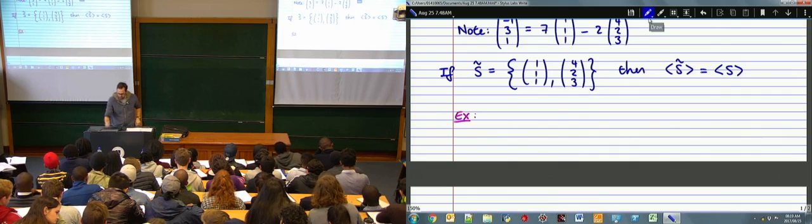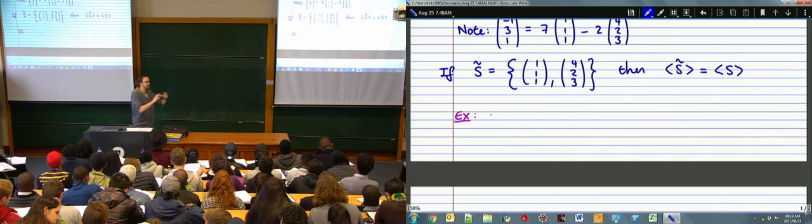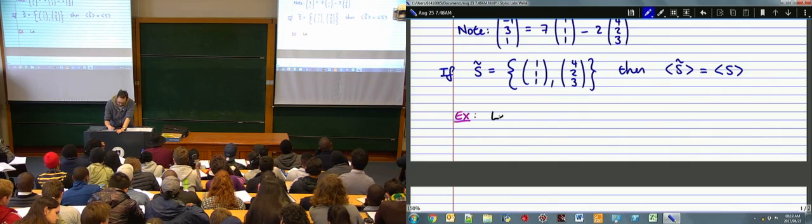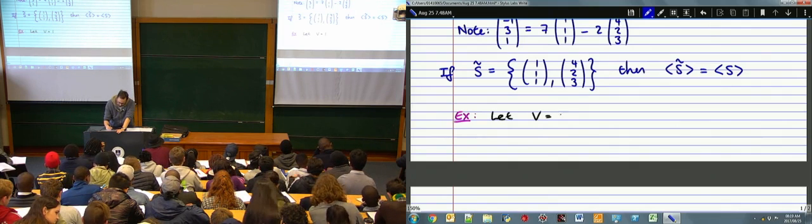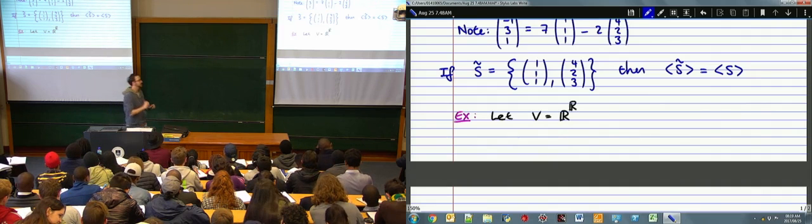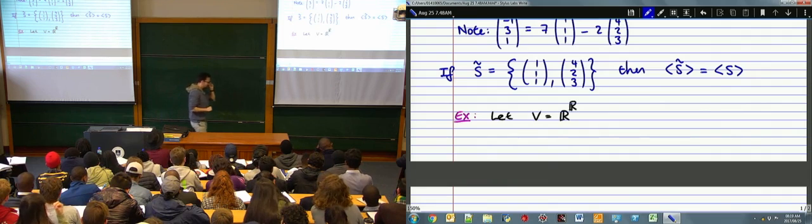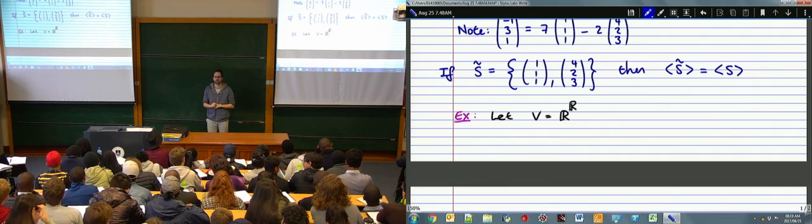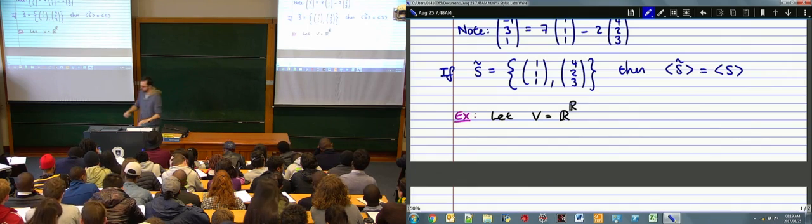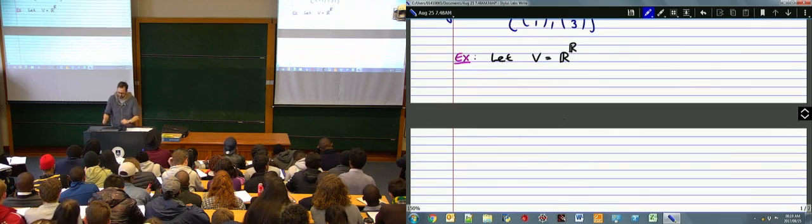So we're going to work now in the space of all functions, right? Not all functions, I guess all functions from the reals back into the reals. And we're just going to try to think about suitable generating sets for subspaces of V.